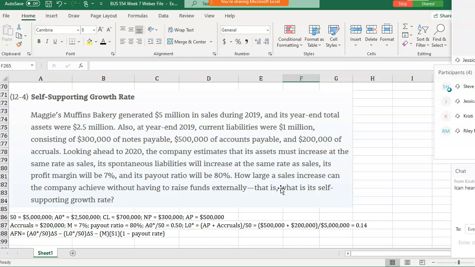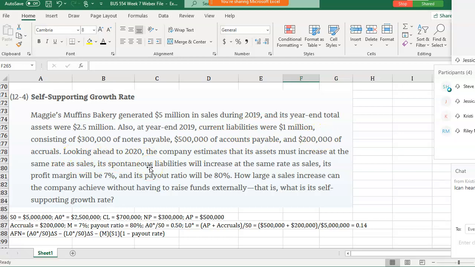So Maggie's Muffins Bakery generated $5 million in sales during 2019. Its year-end total of assets were $2.5 million. Also at year-end liabilities were $1 million, with $300,000 notes payable, $500,000 accounts payable, $200,000 of accruals.